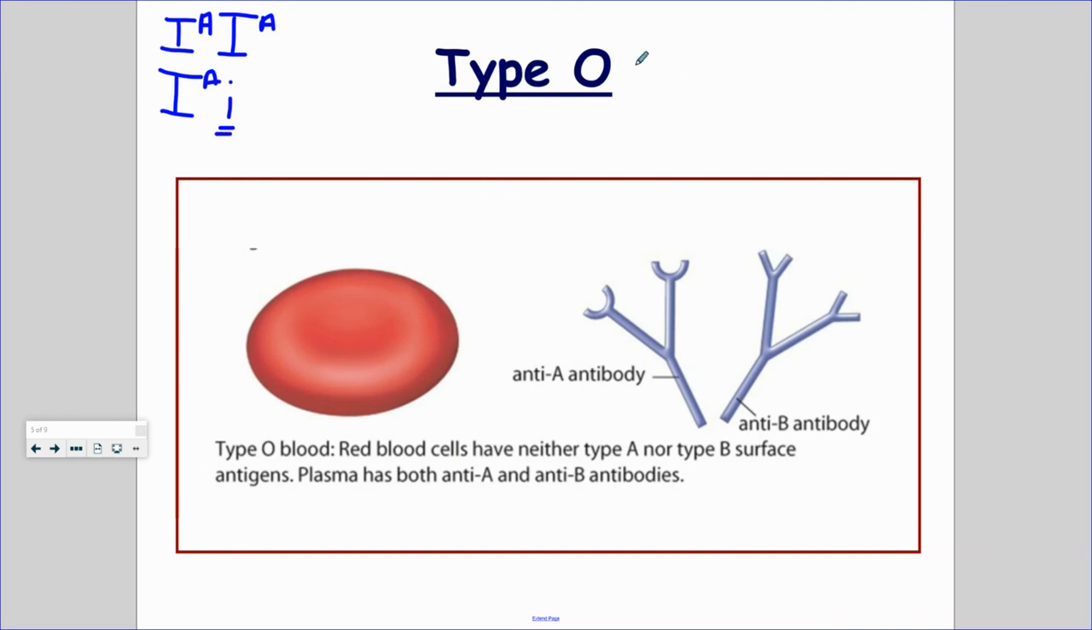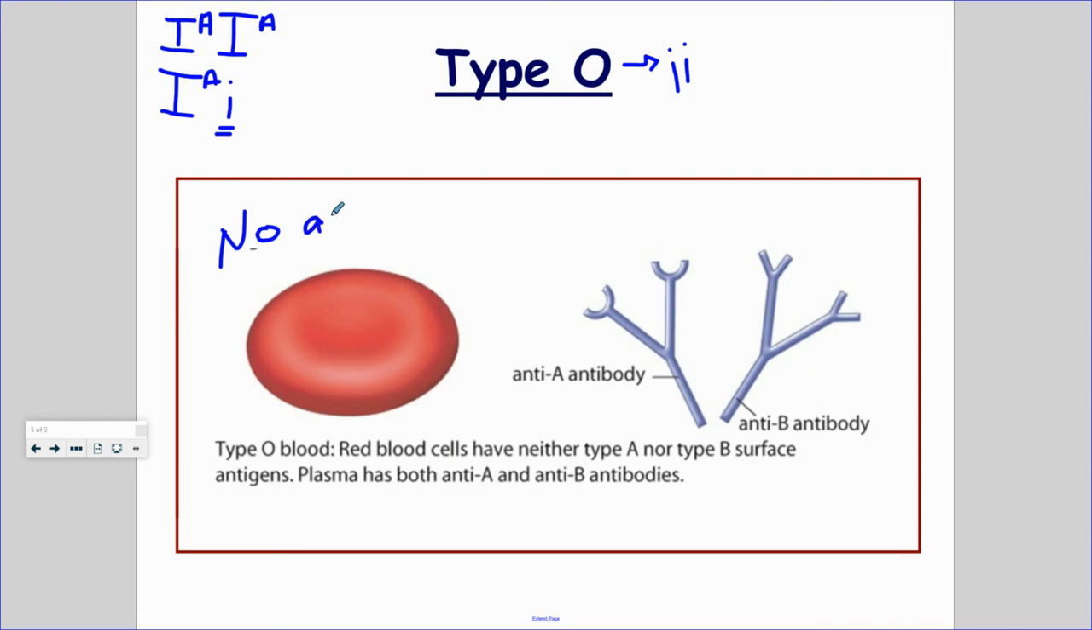So in order to be type O, genetically, you need to have two little i's present, and that's how it would be written. So if this was type B, same idea. Instead of big A's here, it would be big B, or big B here would mean you are type B. This means you are type O. What does type O mean? Well, it means if you look at this beautiful red blood cell, there's something missing. There are no antigens. Okay?